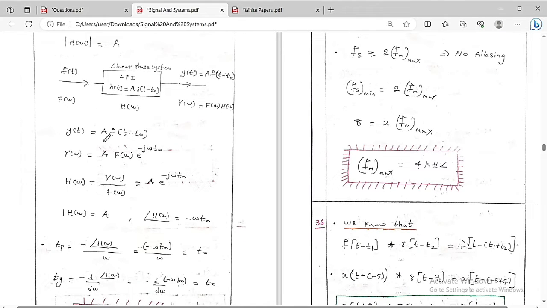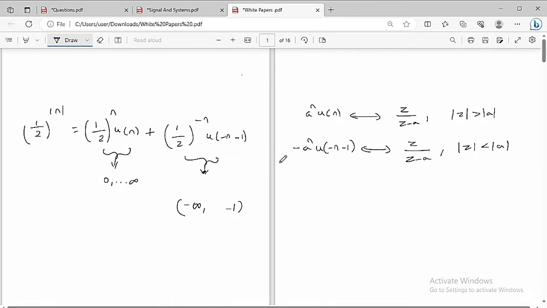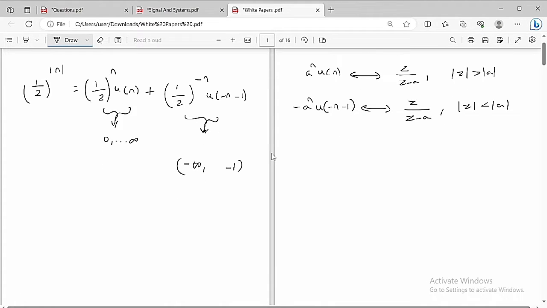But y of t is equal to A into f of t minus t naught. If you apply the Fourier transform on both sides, Y of omega is equal to A into F of omega into e to the power of minus j omega t naught. As I already told you, this form has been shown a number of times, but let me tell you. For f of t, the Laplace transform is F of s. Then for f of t minus a, the Laplace transform is e to the power of minus a s into F of s. For the Fourier transform, replace s by j omega, so e to the power of minus a j omega F of omega.